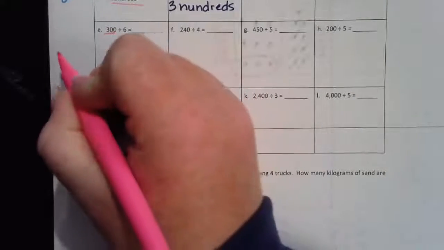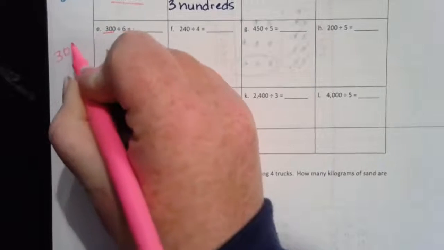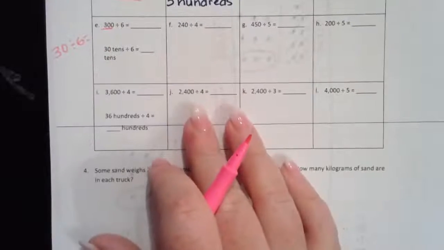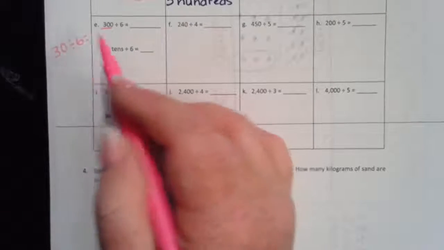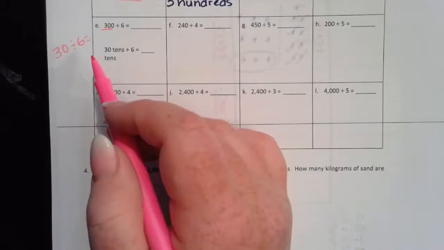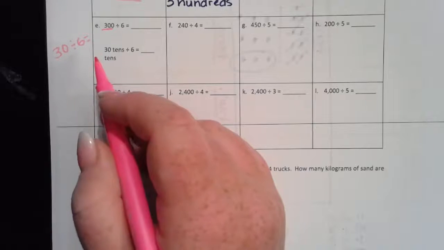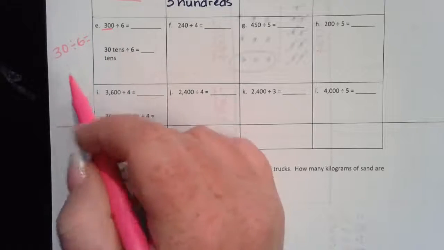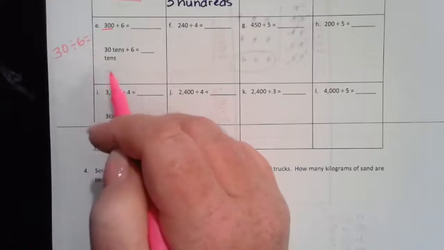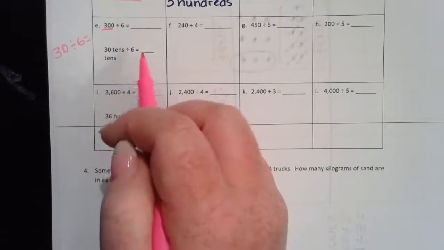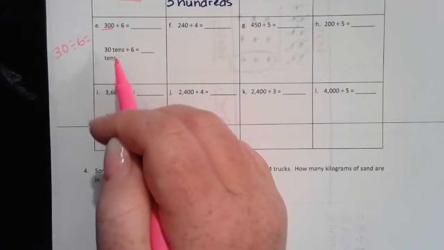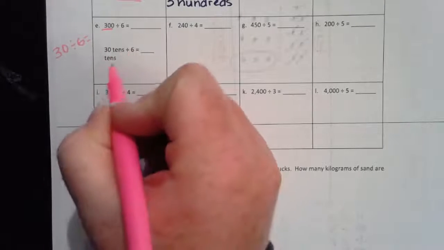So I'm thinking in my brain, what can I do to manipulate this problem or decompose these numbers so that I'm working with 30 divided by 6? 30 divided by 6, I could make 30 tens. 30 tens divided by 6. 30 tens, what is 30 tens equal to?